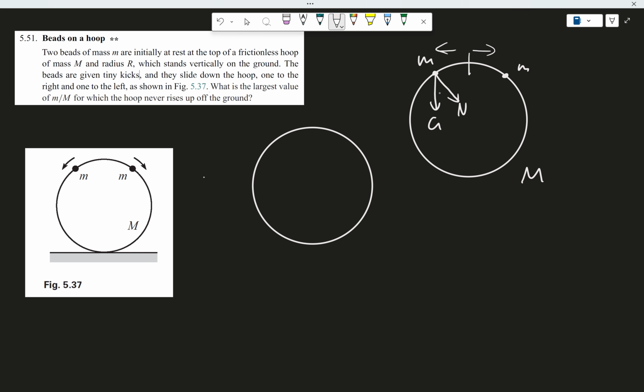For the hoop, because it provides this normal force to the two beads, it also experiences the two reactive forces of these two normal forces. So they look like this. And the loop itself also experiences a gravitational force downwards. And the net force equation gives that 2N_y, the y component of the two normal forces, must be smaller than or equal to Mg, such that this loop stays on the ground. And so now our job is just to find how big this N can be, so that it's always smaller than that. And so now let's try to do that.